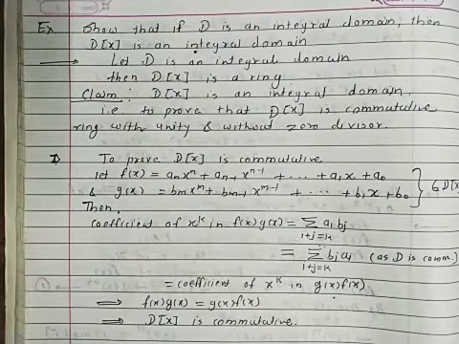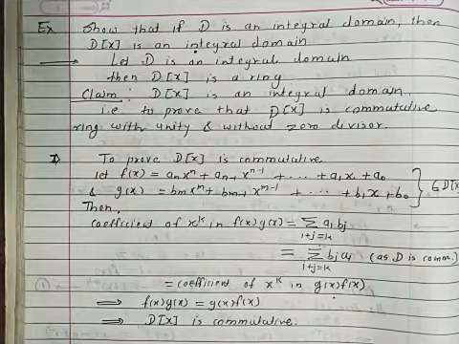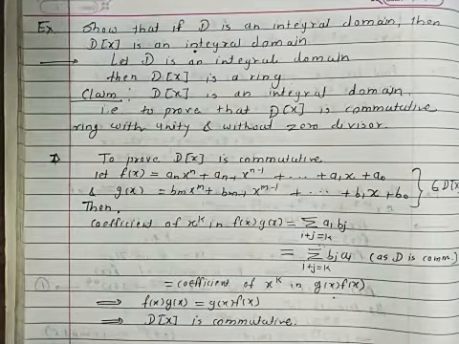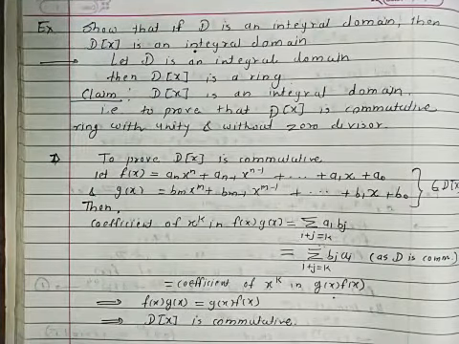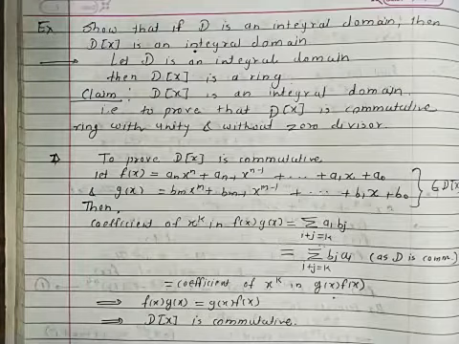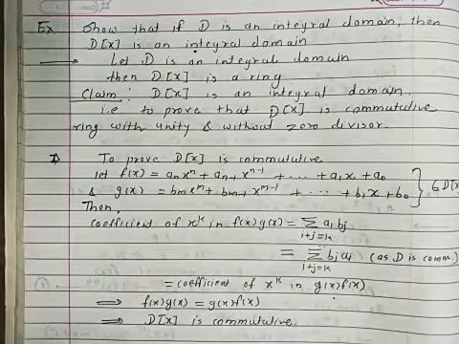What is an integral domain? It is a commutative ring with unity and without zero divisors. Without zero divisors means what? If the product of two elements is 0, then either one of the elements is 0. Okay, so remember this statement: if D is an integral domain, then D[x] is an integral domain.